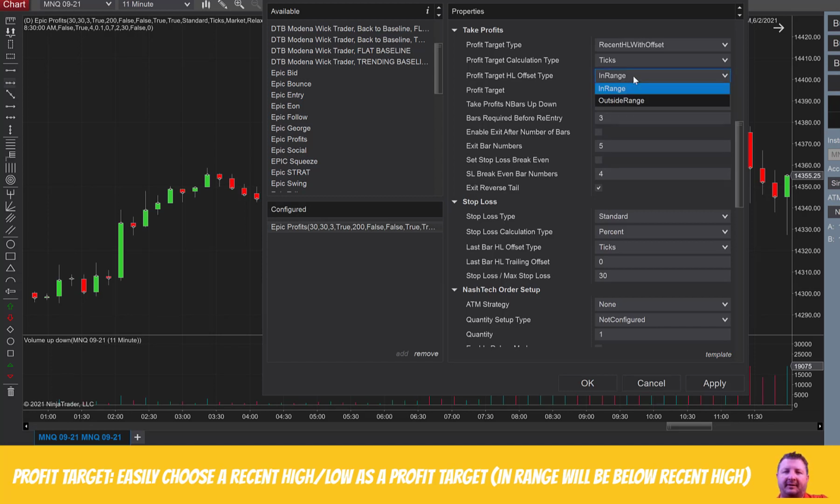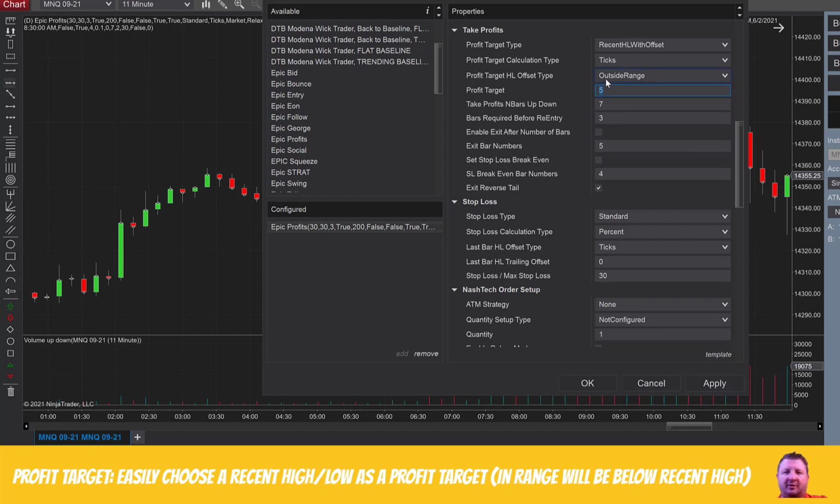So if it backtests out well and you think this is an uptrending market and the setup is going, you can close out your profit target 5 ticks outside of that range.